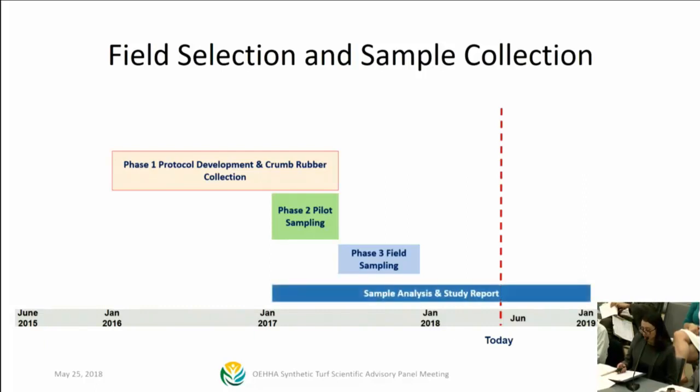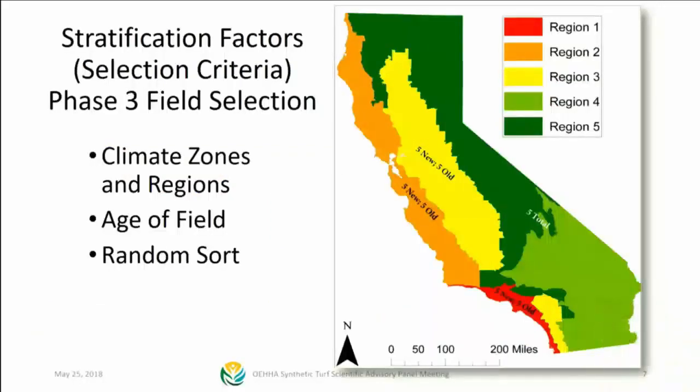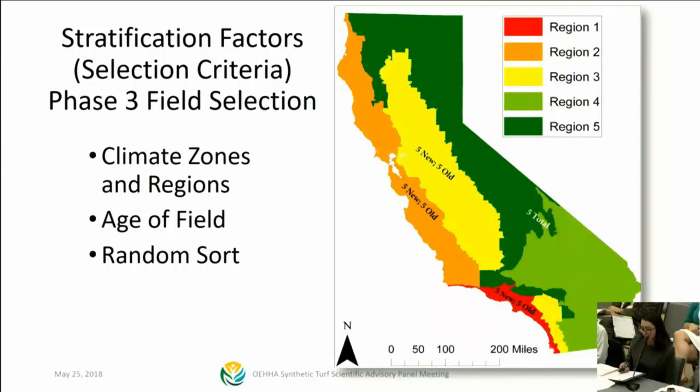In the next section, Dr. Maddalena will present some preliminary data for the sample analysis. This is a map of the target number of fields that we set out to sample in California. We use a random stratified method to select fields, as discussed in the last panel meeting.